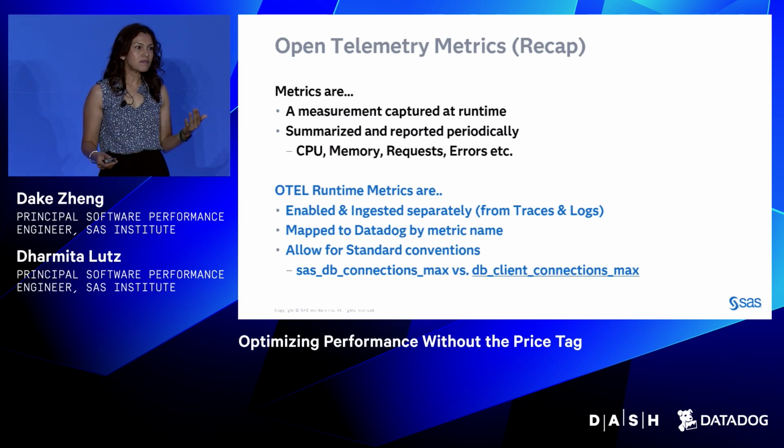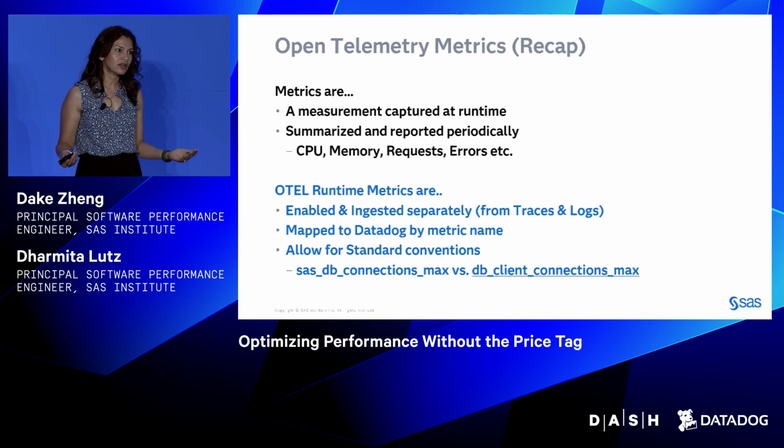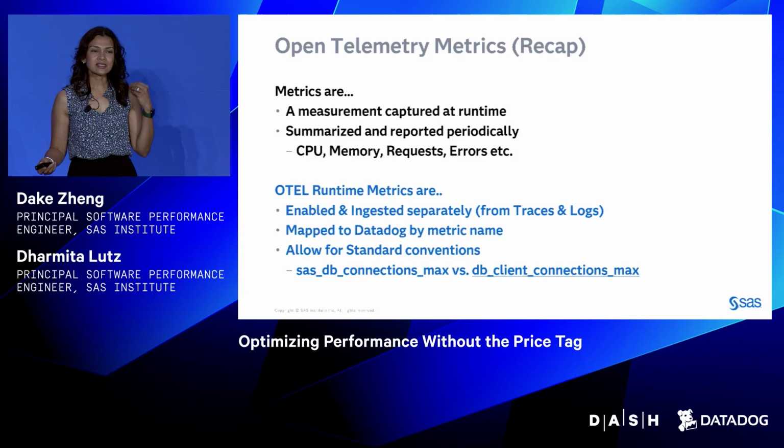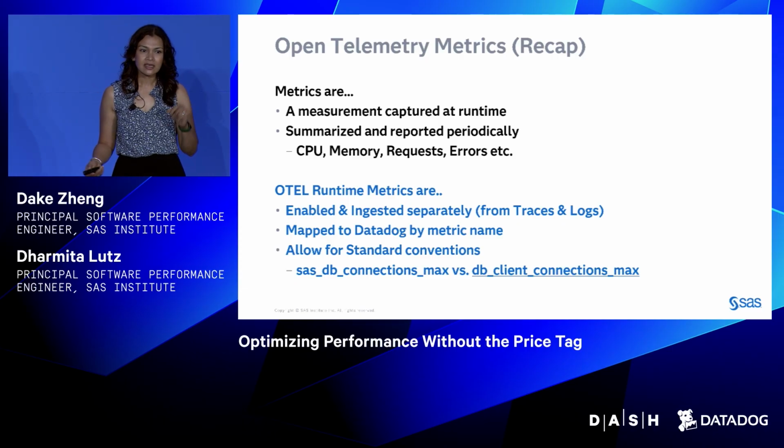Finally, with OpenTelemetry, we can have standard conventions. So the last bullet there, we don't have to roll our own. We don't have to have a SaaS prefix on our metrics. We can actually just use the standard convention.